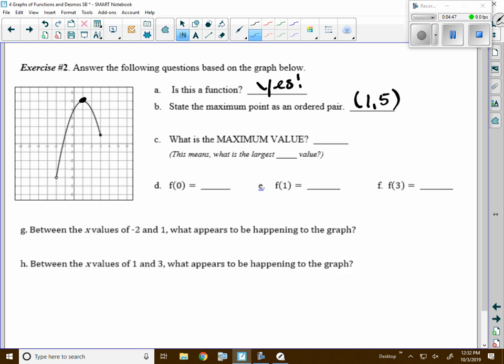Okay, now part C is what we talked about before. What's the maximum value? Go with your gut. 5, right? The y value is our maximum value, which would be 5. Okay, so when I ask you what's the maximum point or what's the minimum point, you give me the corner point. When I ask you what's the maximum value, minimum value, you give me the y value.